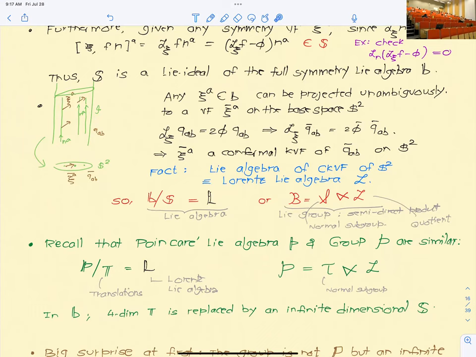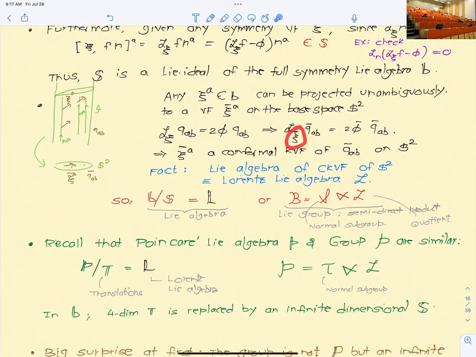That tells me that if I take the BMS Lie algebra and quotient it by the supertranslations, then I just get the Lorentz Lie algebra, which is generated by these projected vector fields, C bar. Or at the group level, the BMS group is a semi-direct product of the supertranslations, which form an abelian group, by the Lorentz subgroup. This is a normal abelian subgroup. And if I take the quotient, I just get the Lorentz group up here. That is the same statement as here.